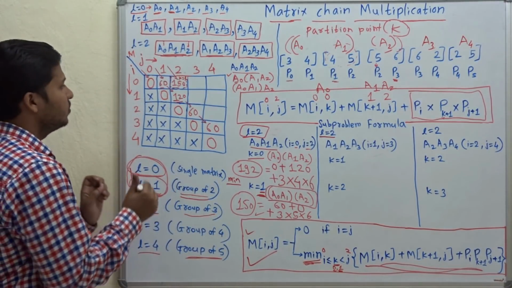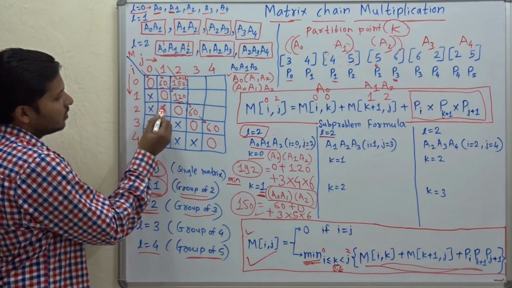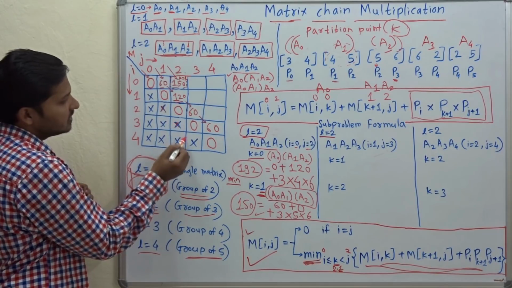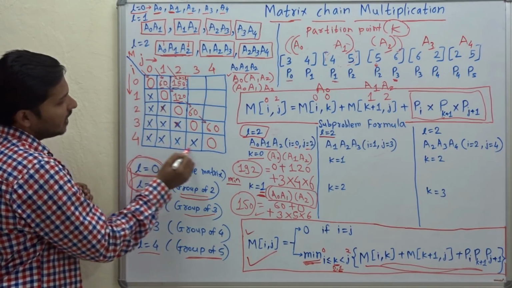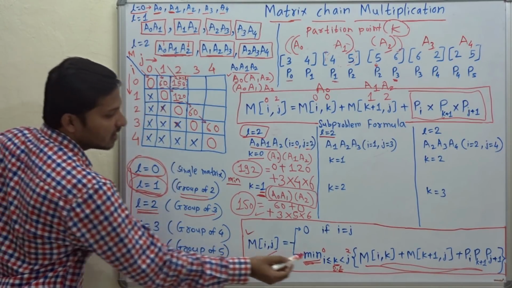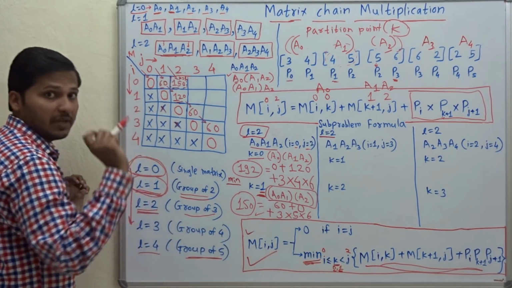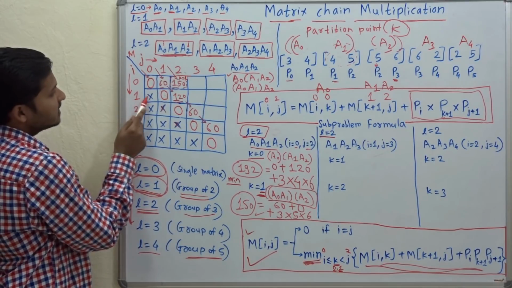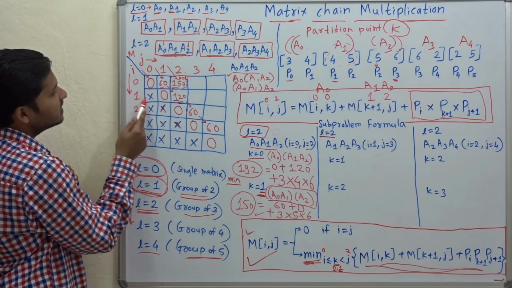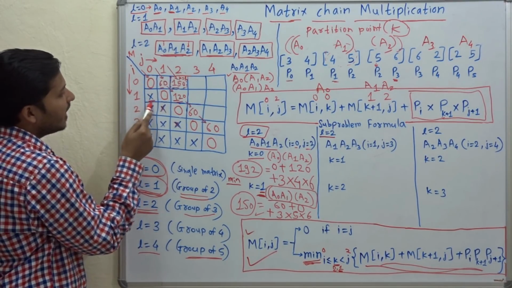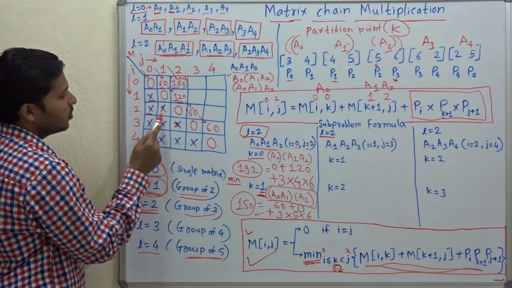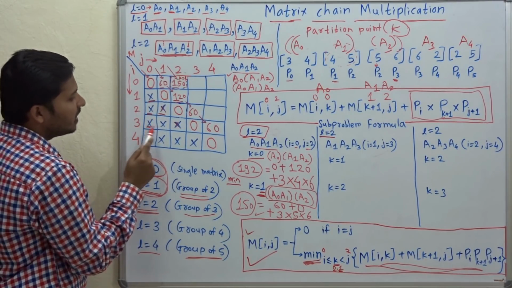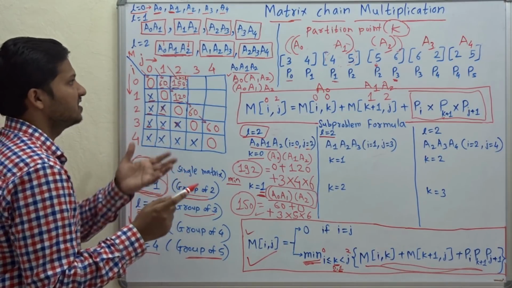Now here I tell you why I have not filled values in these cells. See, why no values in these cells? Because i is less than j in our formula. But here, i is greater than j. So I have not filled the values because we are not capable of multiplying the matrices in reverse.